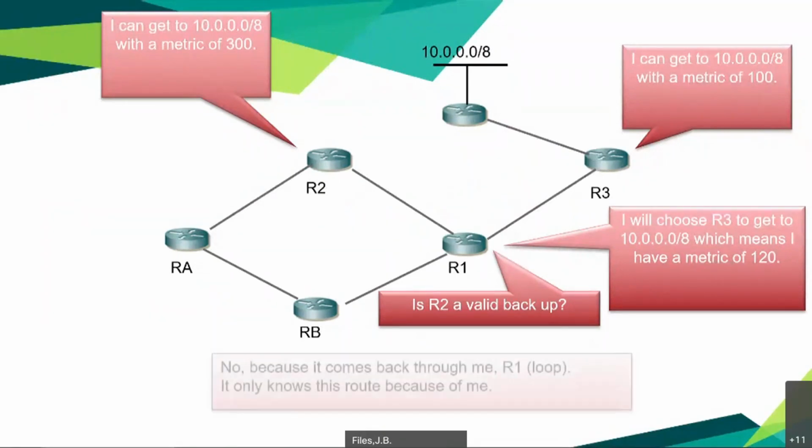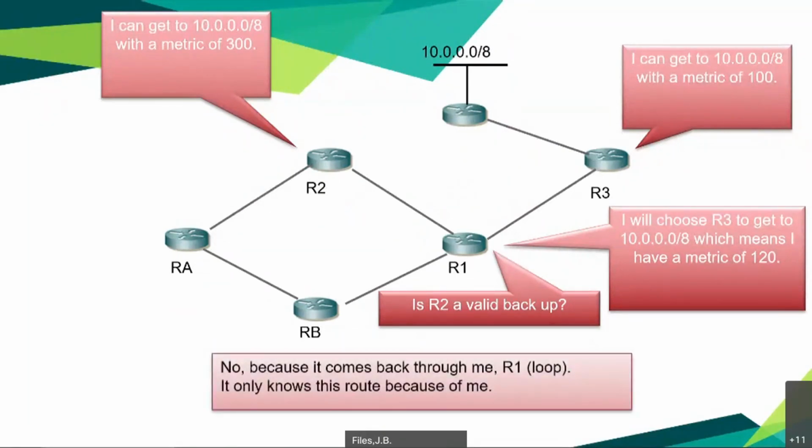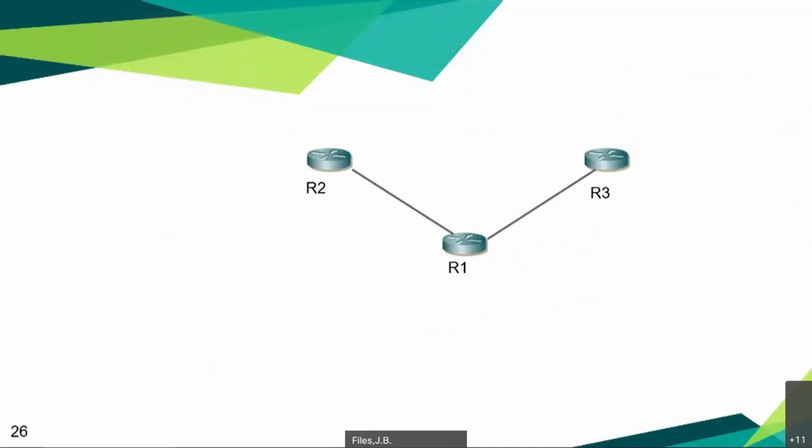Okay. So R1 is going to say, no, I cannot use R2 as a backup because it comes back through me, R1. R2 only knows this route because of me. So that's a loop. All right.